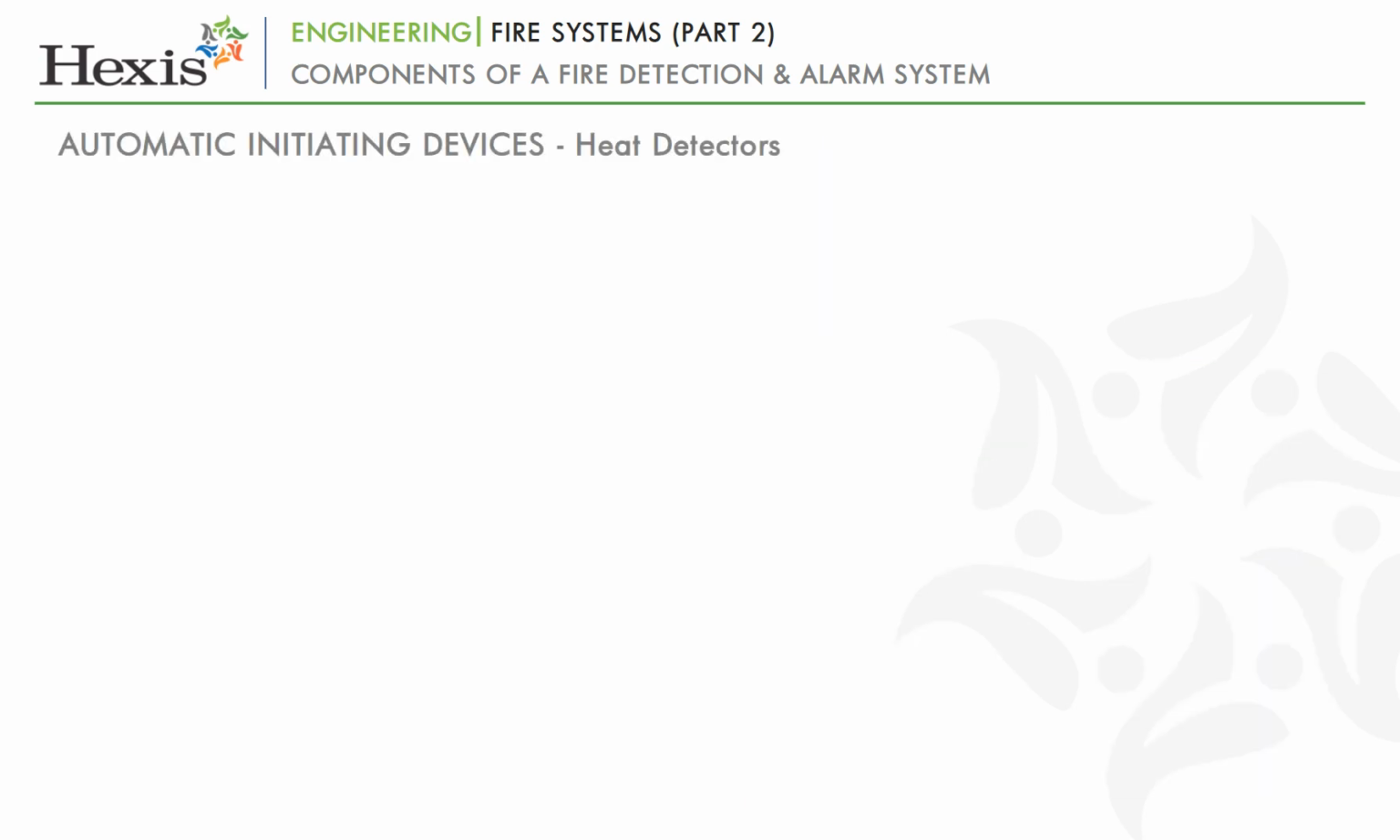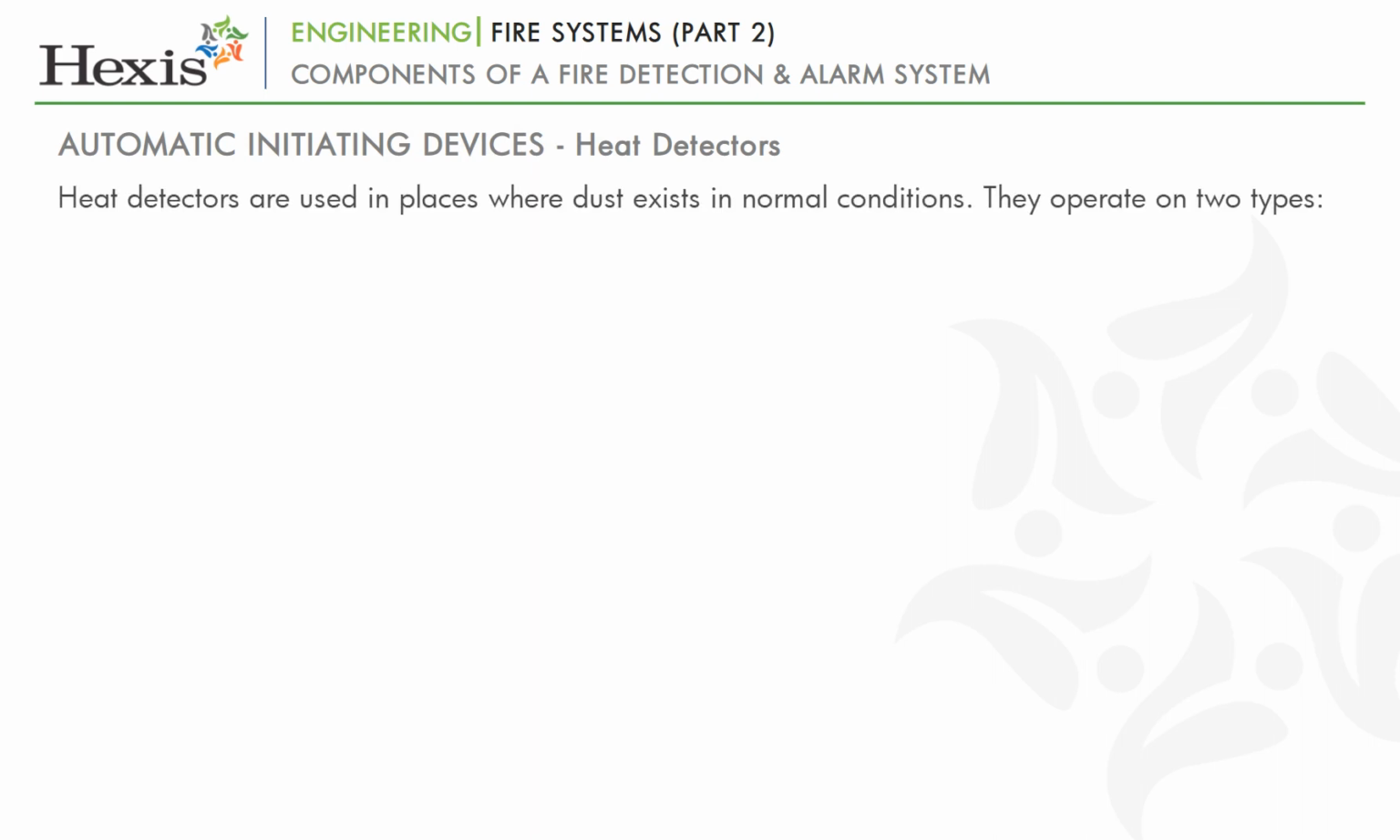First, let's look at heat detectors. Heat detectors are used in places where smoke or dust may exist in normal conditions, like a kitchen area or a boiler room. Heat detectors are of two types. The first type operates on the rate of temperature rise.